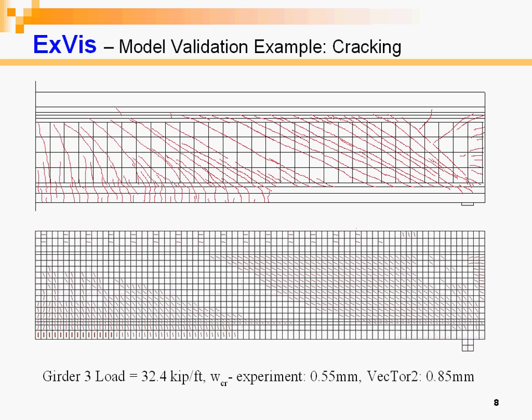Two examples are now used to illustrate some of the model validation possibilities. This slide presents a comparison between the predicted and measured state of cracking in one of the test girders. Possible validation metrics would include comparing quantitatively the region, angle, spacing, and widths of all cracking over the entire loading history of the structure.